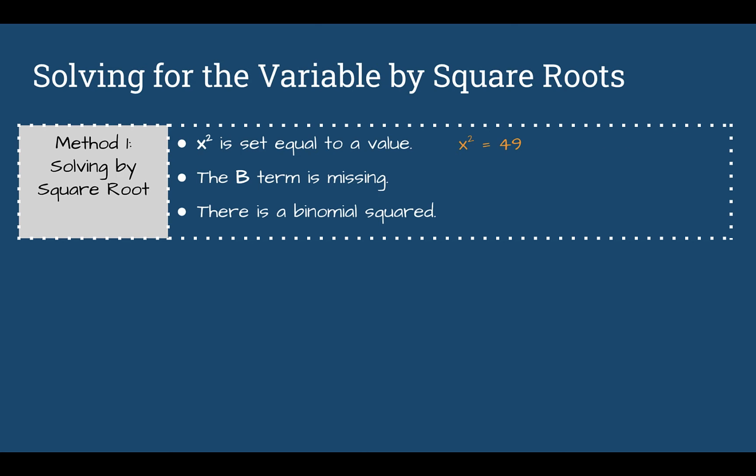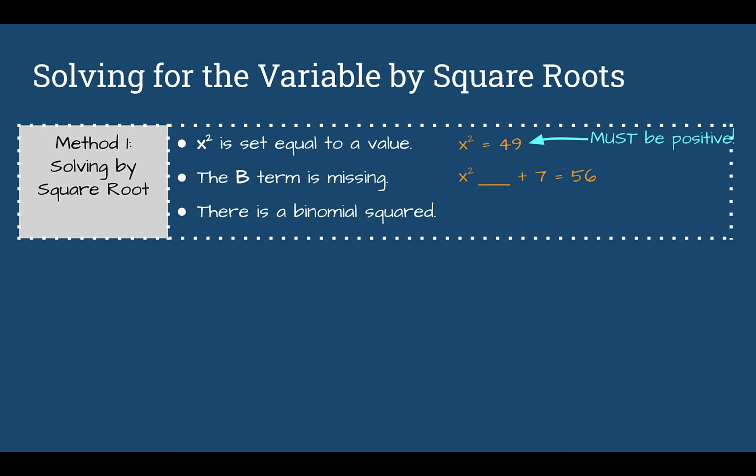One caution, the number that it's set equal to must be positive. We'll see why when we go through our examples. Another time this is useful is if there is no b term. So if you just had x squared plus 7 equals 56 or something similar, you could easily just subtract that 7 from both sides and you're back to where it's x squared equals a number. But again, that number on the other side of the equal from x squared must be positive.